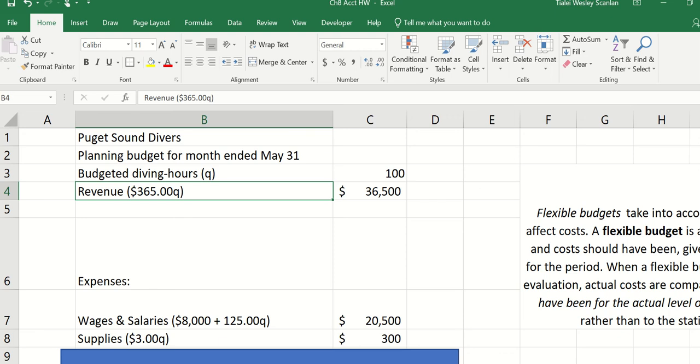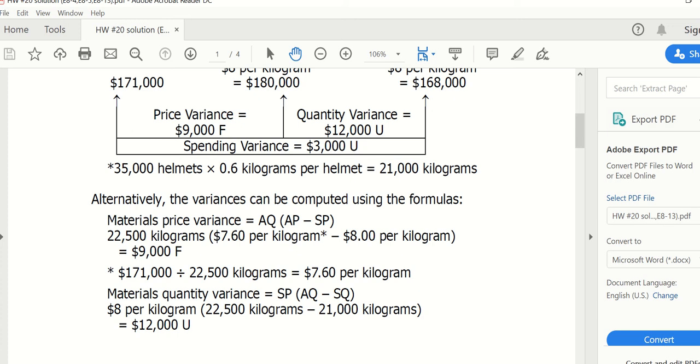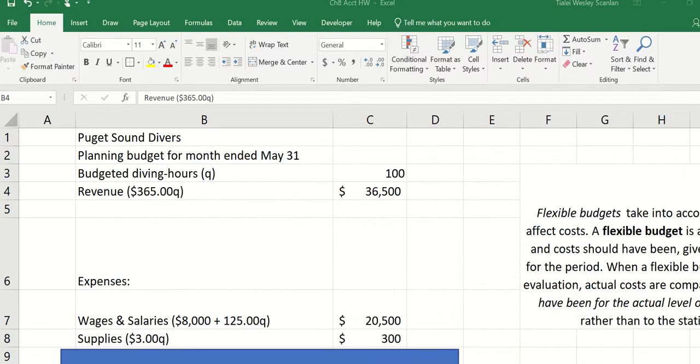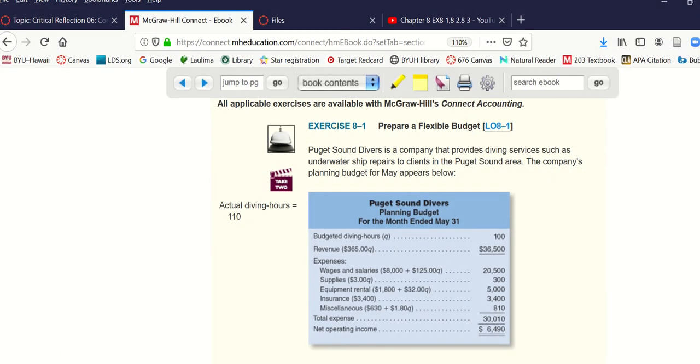So I wanted to redo 8-1. We talk about a static budget. We make a static budget for planning and it doesn't change, but the flexible budget will change based on what actually happens, the actual number of units that we actually sell. You can see this budget has a Q here. Q is our quantity, 100, and then $365 times Q, so this must be our selling price.